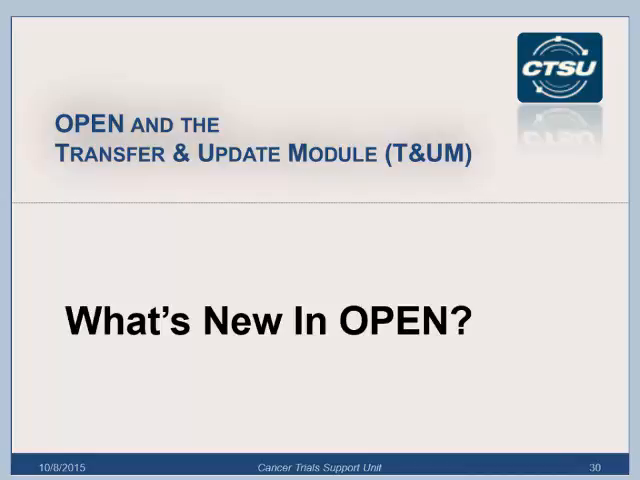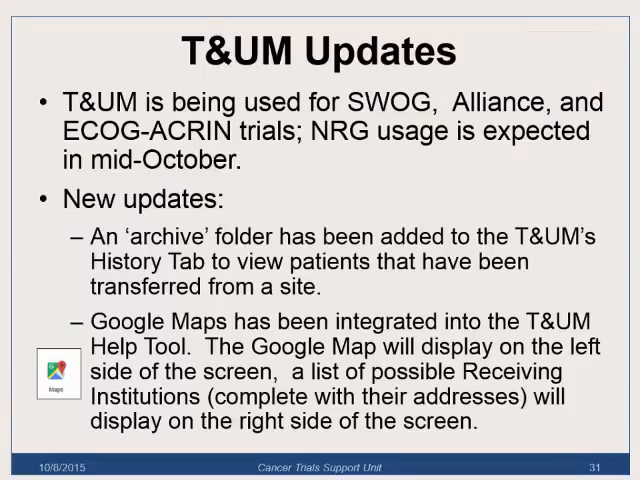So what's new in Open? We have the transfer and update module updates. The transfer and update module is being used now for SWOG, Alliance, and ECOG Akron trials. NRG usage is expected in mid-October. Some new updates: we have an archive folder that has been added to the TUMS History tab to view patients that have been transferred from a site.